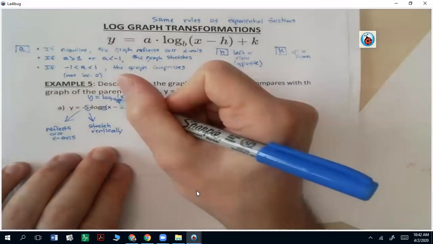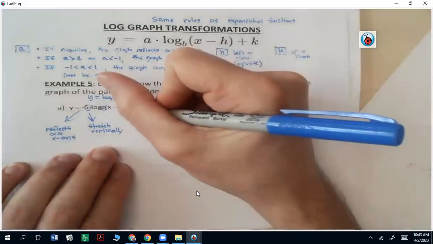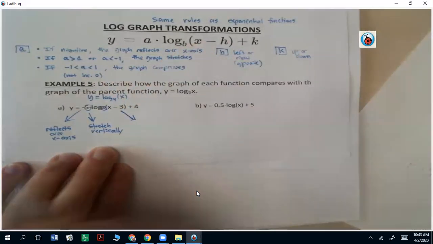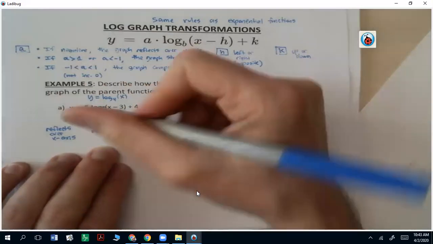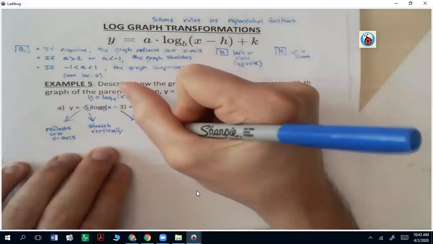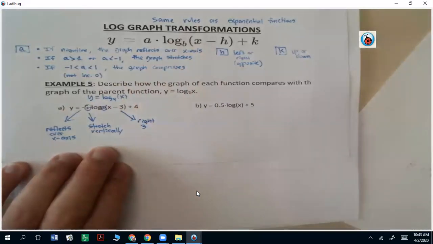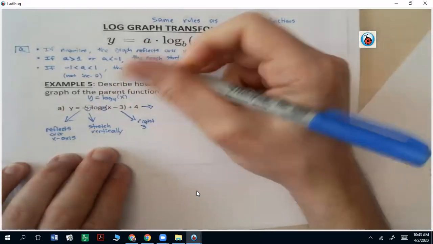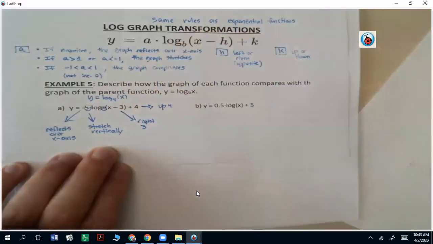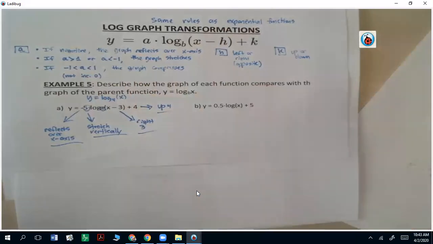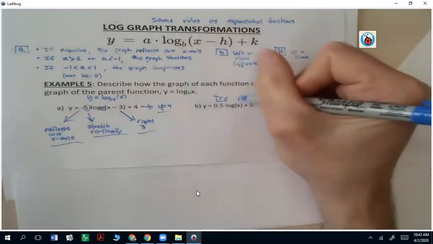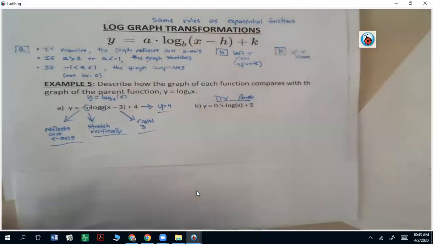We don't do anything with the 4 because the parent function would have 4 as the base. So the x minus 3, that's going to take it 3 units right or left, but because it's minus, it's going to think about the opposite. It's going to go right 3 in this case. So it would be translated right 3 units. And the +4 at the end is going to shift that up 4. If it were -4, it'd be down 4. So that's basically it. You just want to identify the types of transformations. Sometimes there's 4 of them, sometimes there's less. Try this one on your own. See if you can do it, and pause the video, and I'll put the answer up.